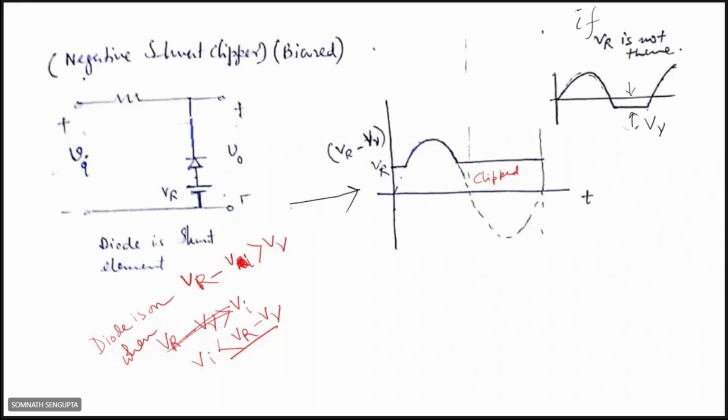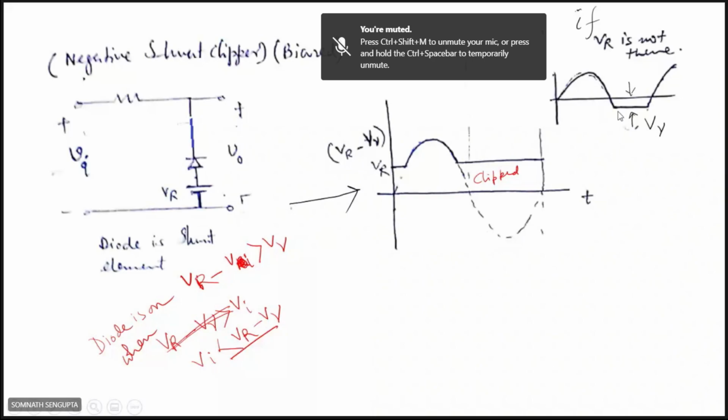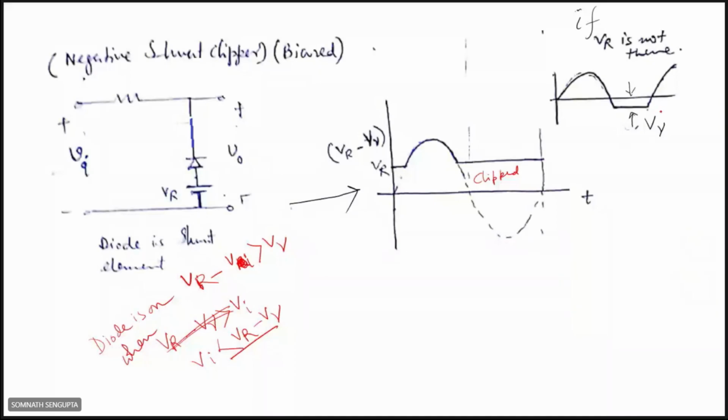So the diode is on when this is the condition, and when it is the opposite, for the negative portion, it will be the input. The positive portions will be here. Then if VR is not present, what is the output? We see that the output slightly dips to some negative value, exactly equal to the V gamma, so that is minus V gamma.